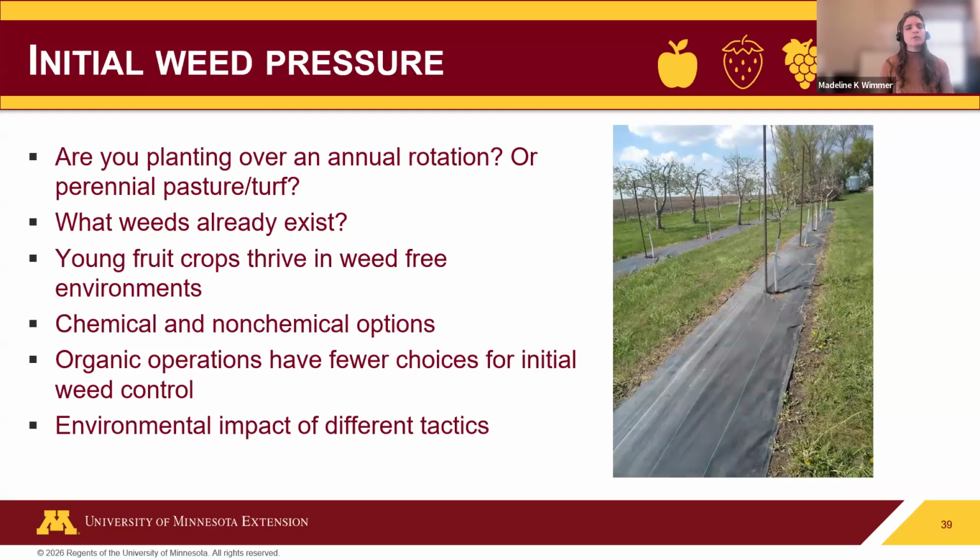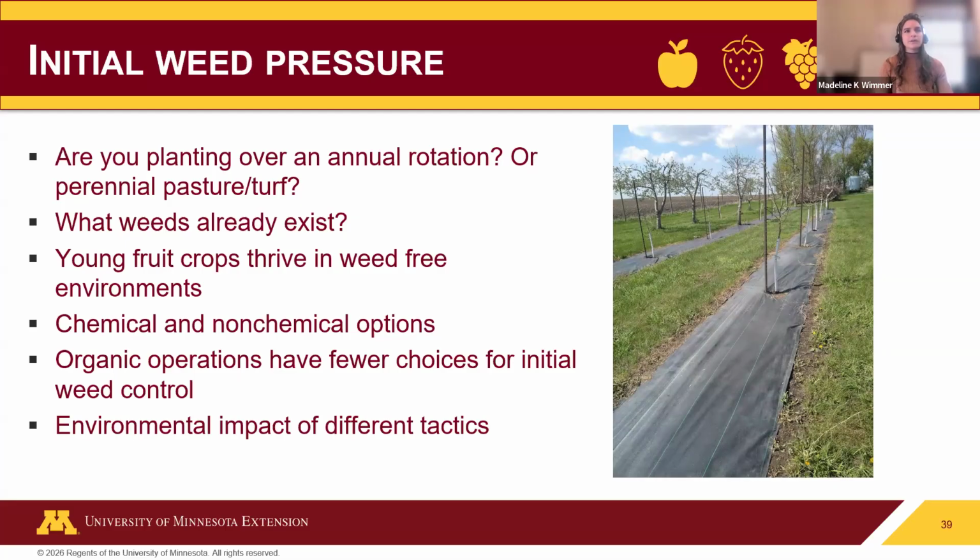That's going to change what weeds are already there or under high pressure. And then just remembering that young fruit crops really do benefit from more weed control. Oftentimes, especially crops like grapes, by the time that they're mature, or very large apple trees, it's probably not going to be a big deal if you're intensively or not as intensively managing weeds. But when they are younger, this can be really helpful to get them off to a good start.